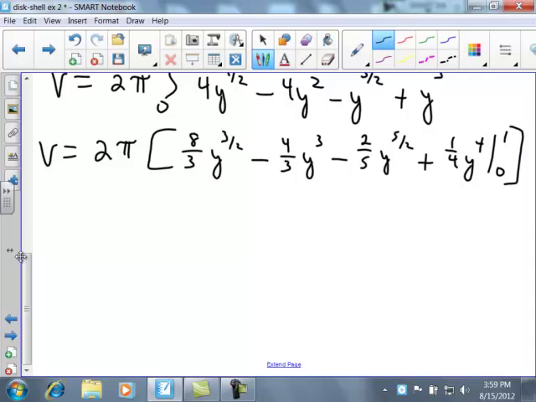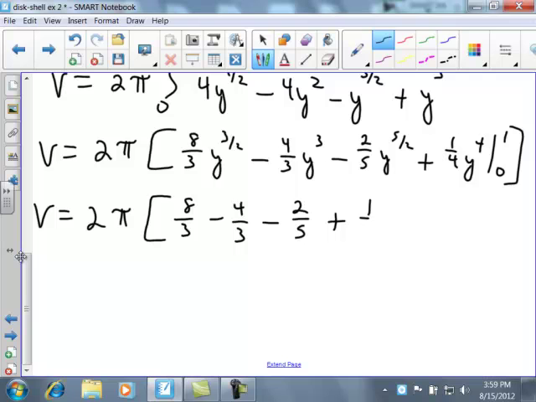Now, just like a minute ago, my lower bound is going to be 0, so I'm going to plug in 0 everywhere. That's all going to disappear, which is nice in this case. And my upper bound is 1, so if I plug in 1, all those powers of y are going to end up just being 1. So what I'm going to have is just 8/3 minus 4/3 minus 2/5, and then plus 1/4.